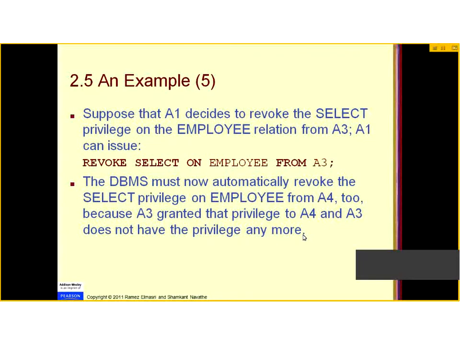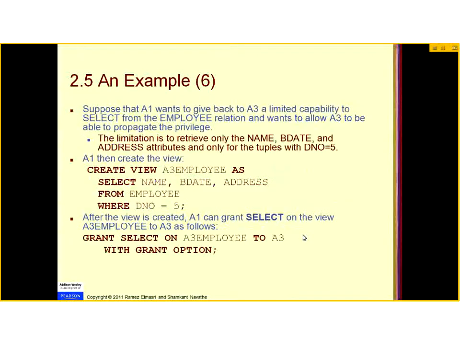Suppose that A1 decides to revoke the select privilege on the employee relation from A3. It uses this command: revoke select on employee from A3. Now the DBMS must automatically revoke the select privilege on employee from A4 too, because A3 granted the privilege to A4 and A3 does not have the privilege anymore. So A4's privilege will also be revoked.